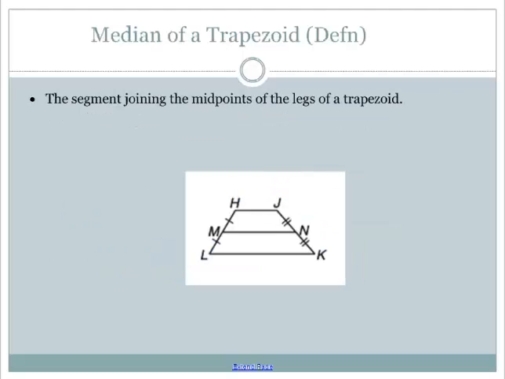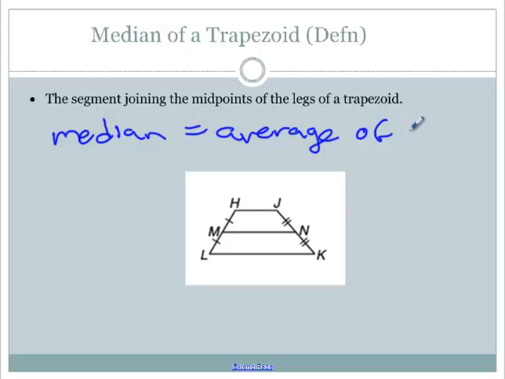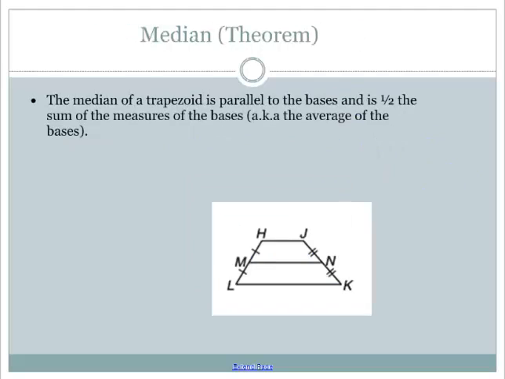Now our last definition is median. The median is in the middle here, and to find the median, it's equal to the average of the bases. Because it's exactly in the middle, and it's exactly in the middle so that it splits the sides in half as well, it's halfway between the two bases in size and in actual distance. So let's take a look at what this means.